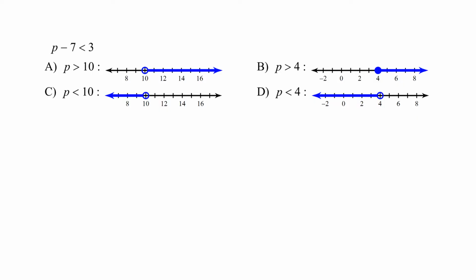This inequality says p minus 7 is less than 3. But let's pause and think about what that's telling us. P represents numbers that we don't know the value of. So a number or numbers take away 7 and the result ends up less than 3. So let's look at what would cause this statement to be true.